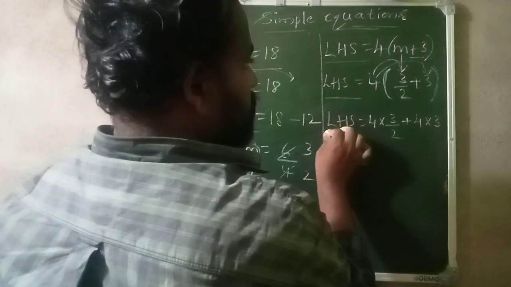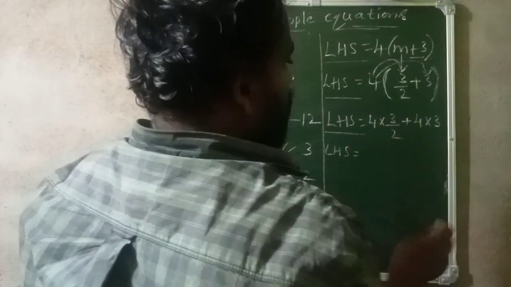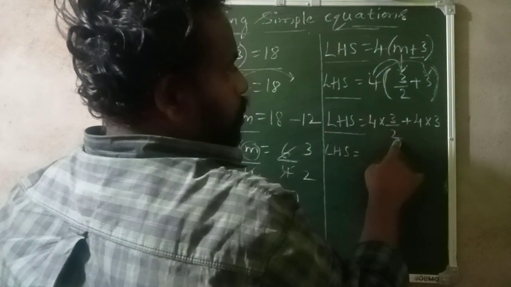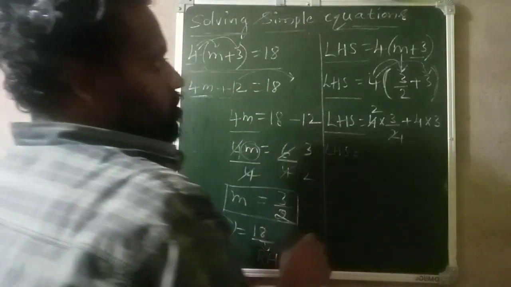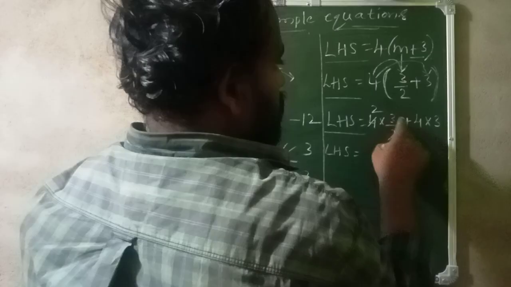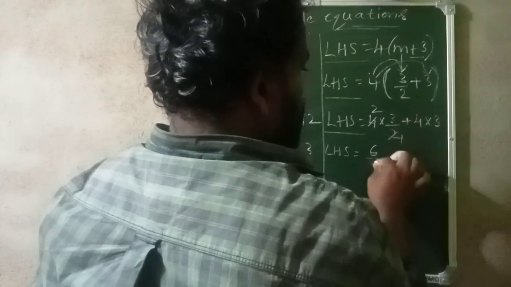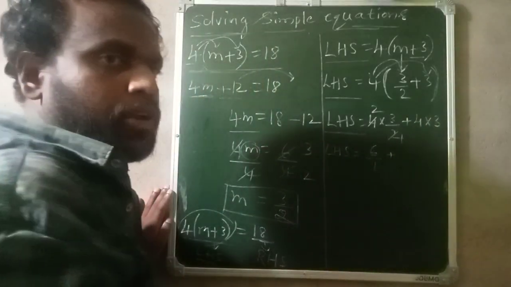So next we have to simplify. So write this LHS is equal to now. So into is there. So we can divide this 4 by 2. 2 ones are 2, 2 twos are 4. So next step for 2 into 3. 2 into 3, 2 threes are 6. Next this plus 4 into 3. It's like 4 threes are 12.